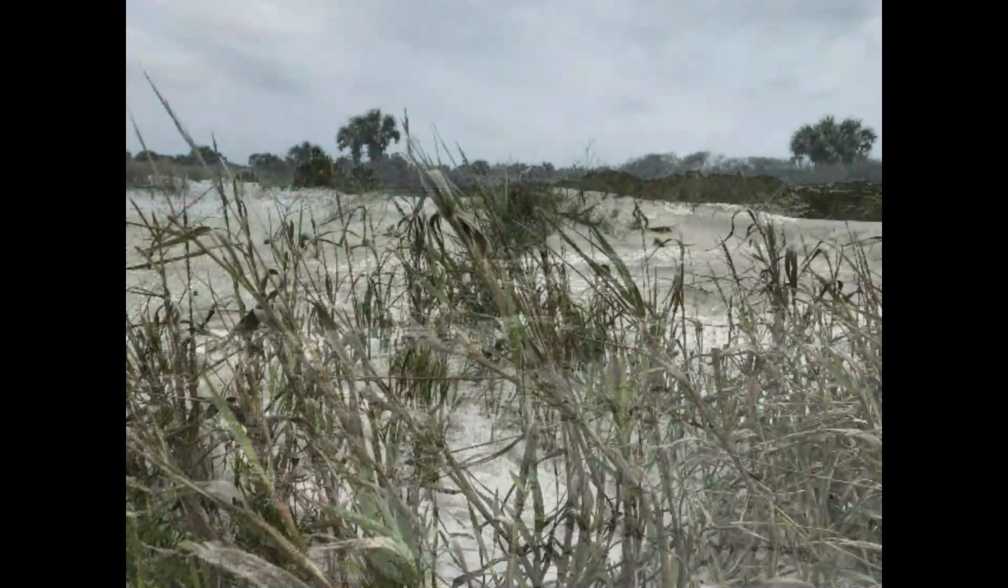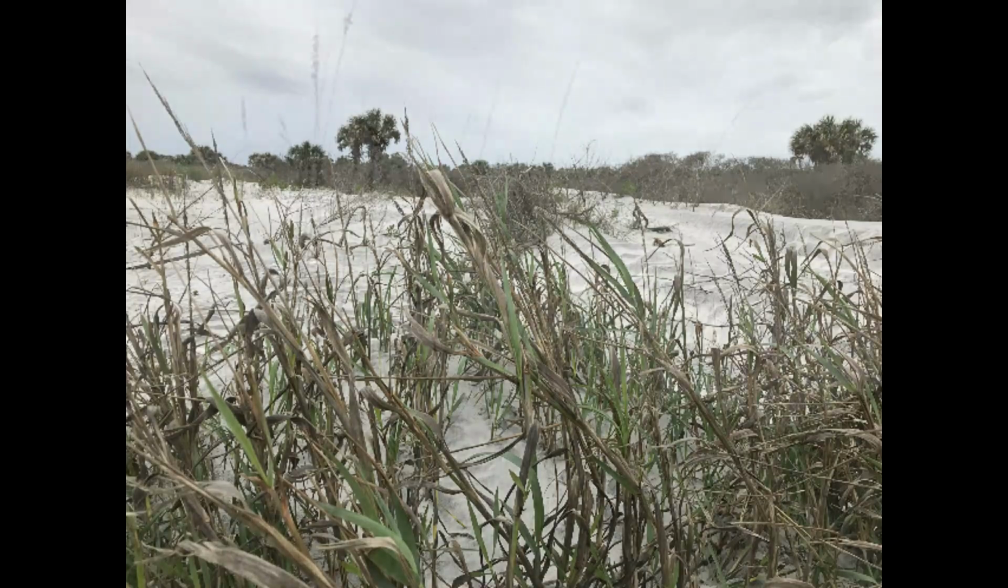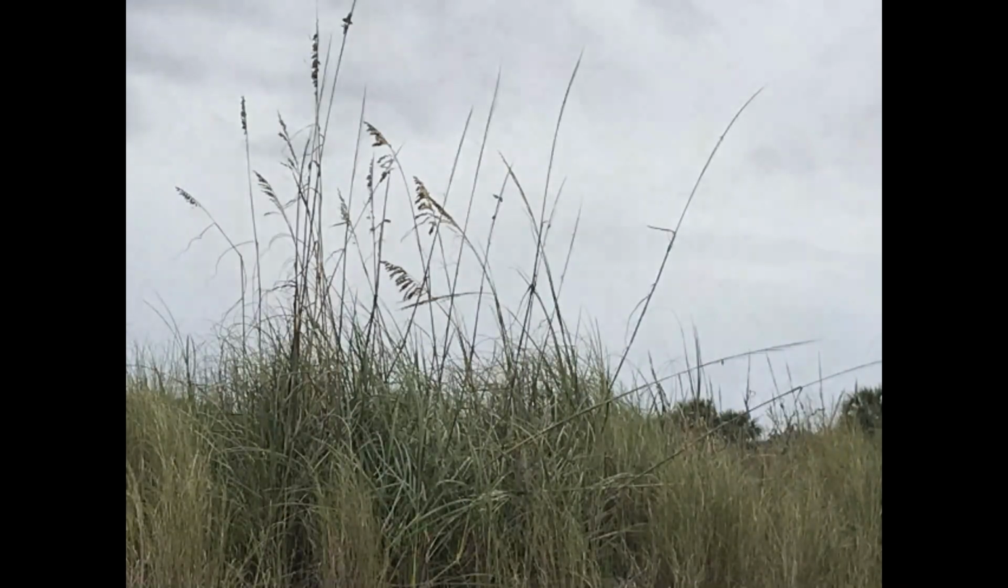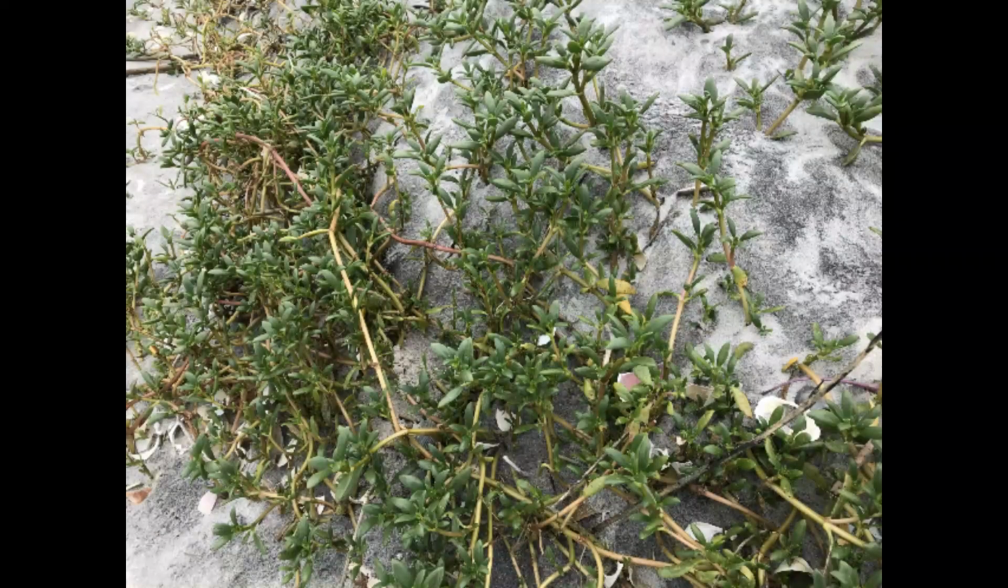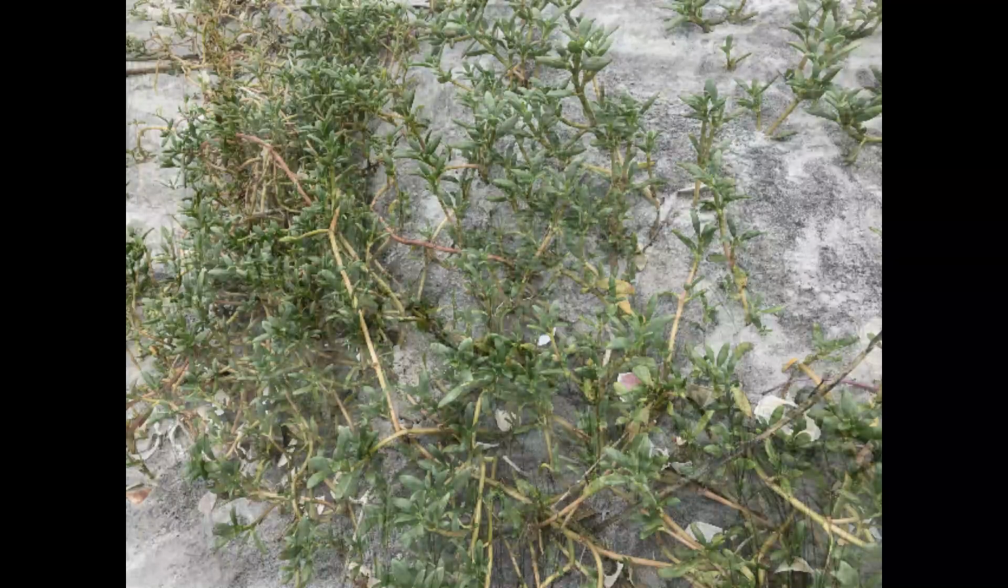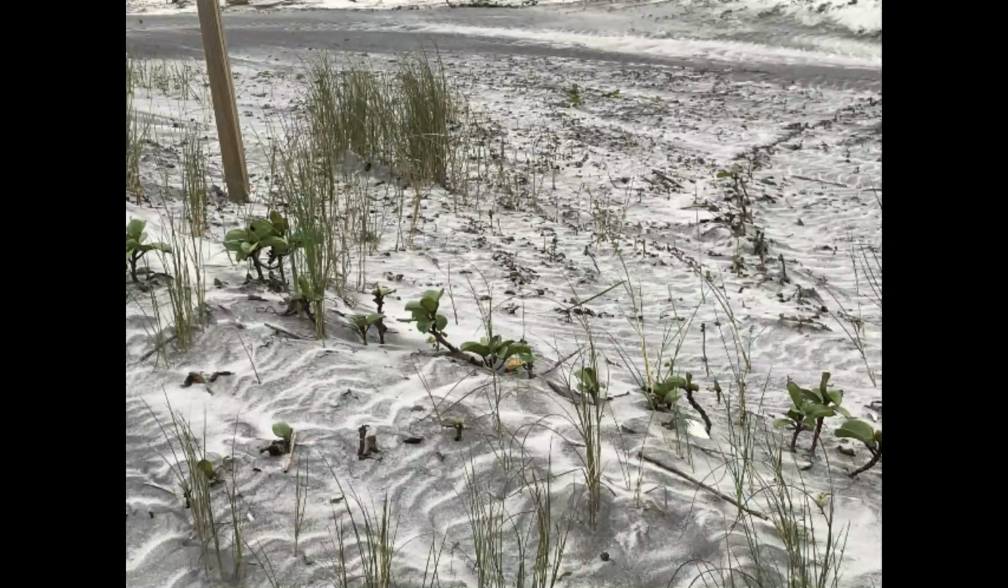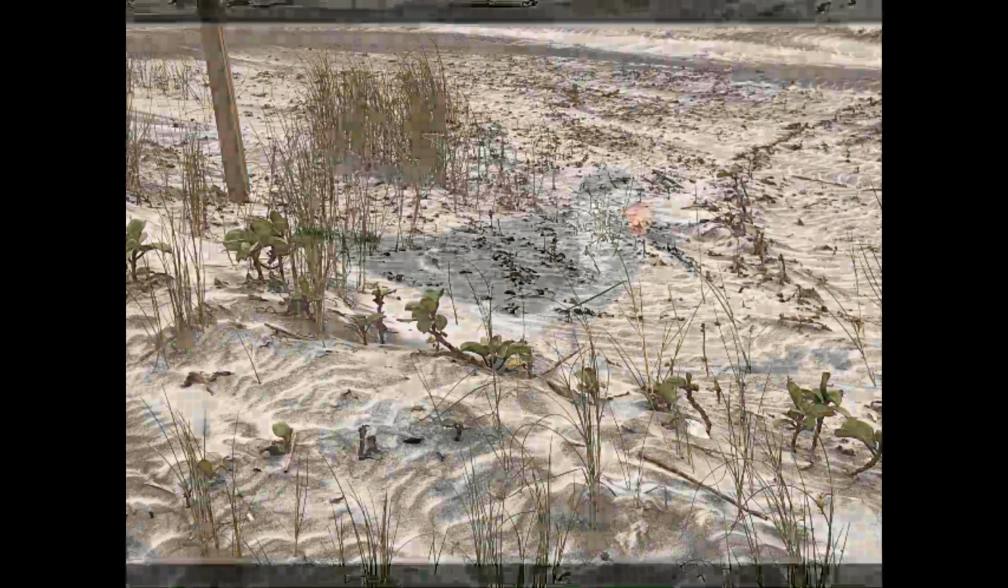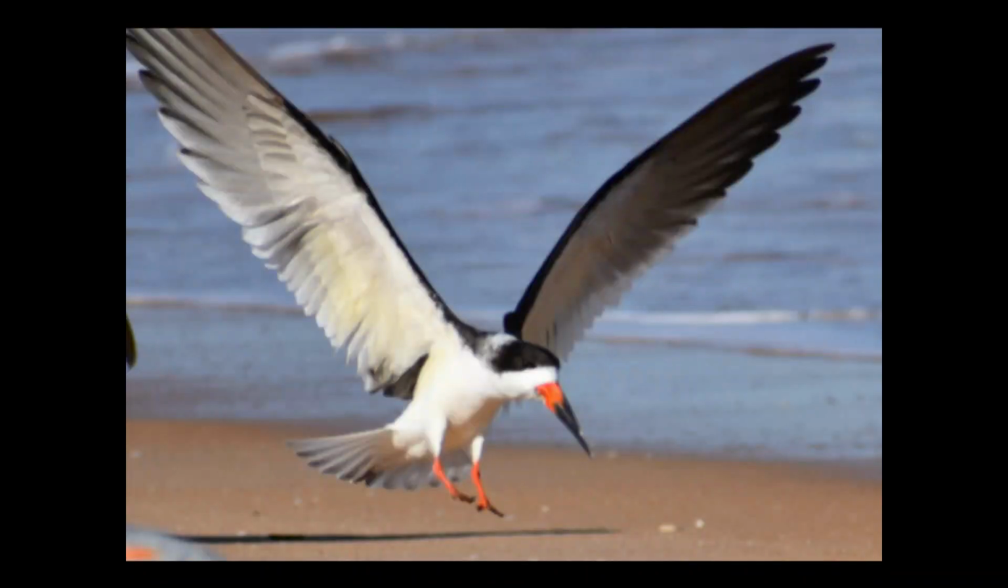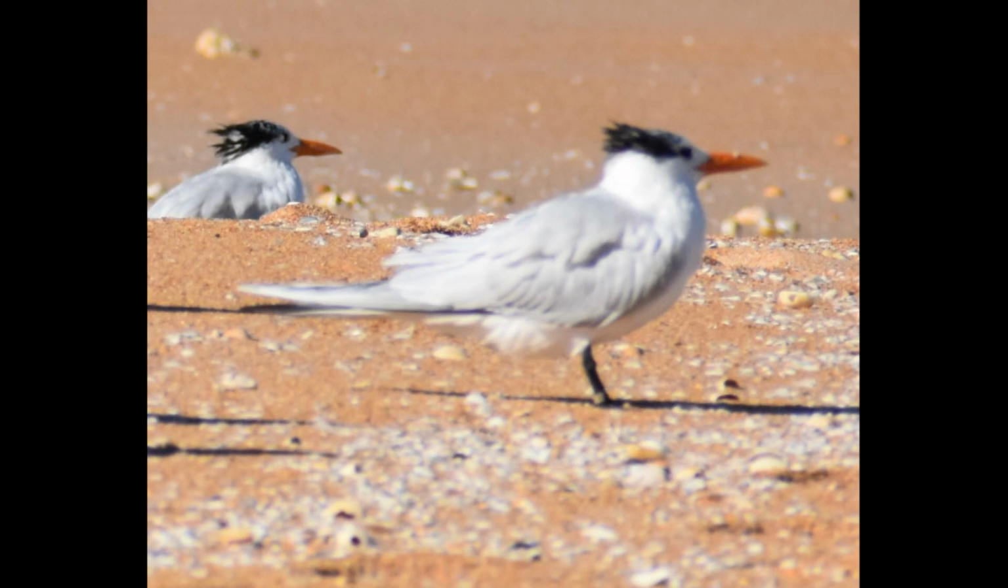Examples of common grasses on Florida dunes are sea oats. Examples of vines found on dunes are beach morning glory and railroad vine. The primary dunes are important nesting areas for coastal birds such as black skimmers and royal terns, and for sea turtles.